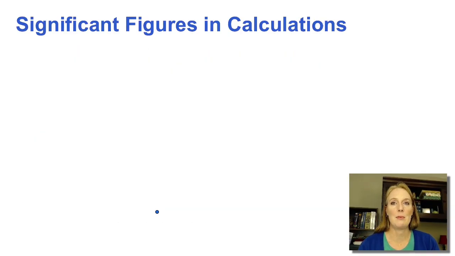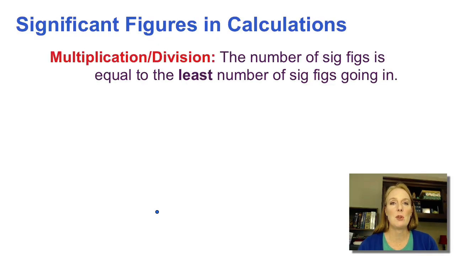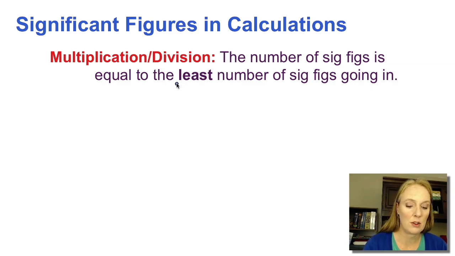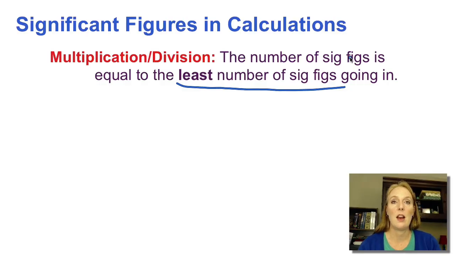Let's do some more examples. This time let's look at multiplication and division. That's actually quite a bit easier to do, because in the case of multiplication and division, the number of significant figures in the answer should be equal to the least number of significant figures of any of the quantities you use in the calculation. So you just look for the least number of significant figures of the numbers that you're using when you're doing a multiplication and division, and that is the number of significant figures in the answer. Here's an example.